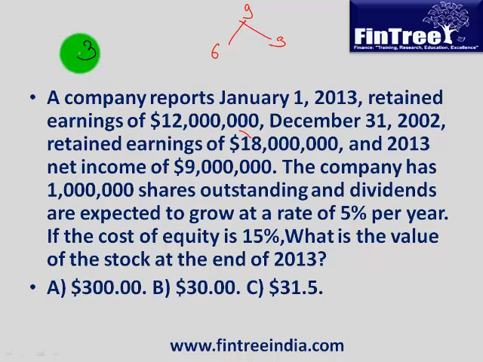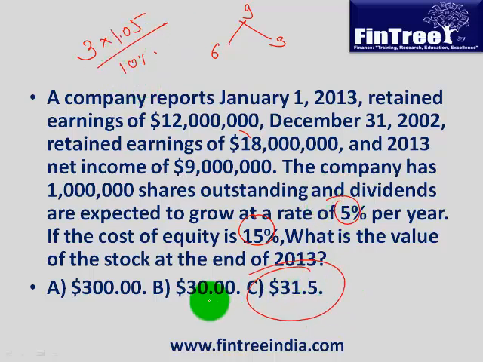3 is the current dividend, right? That we are on 1st January 2013. So this is what has been paid. We want to value the stock. So next year's dividend is going to be 3.15, which is 3 into 1.05, divided by the difference between the two, which is 10%. So 3.15 divided by 10% would give you 31.5. Let's move ahead.